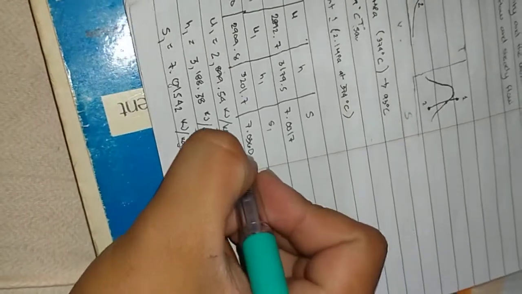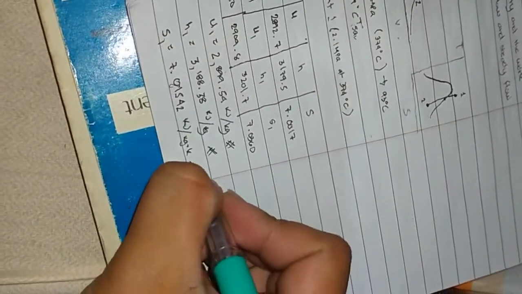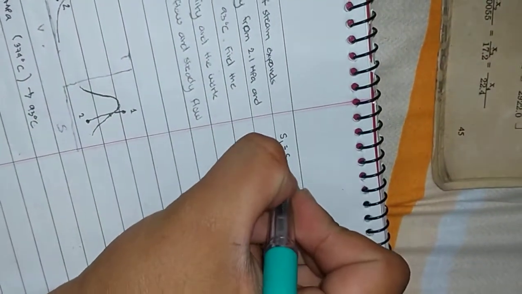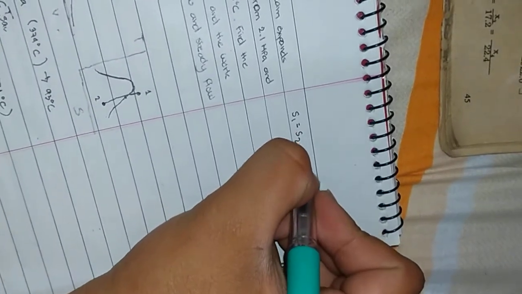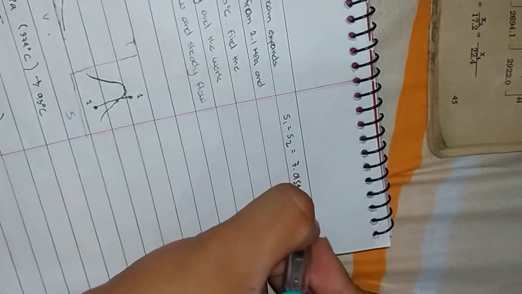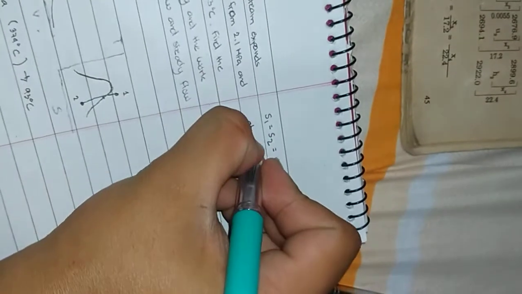So that is what you will mark. Next, you will have point 2. Since point 2 is an isentropic process, S1 is equal to S2. Therefore, S2 is equal to 7.01542 kilojoules per kilogram Kelvin. Right? So what will you do next? We are given the condition at point 2, 93 degrees Celsius. So what will you do?